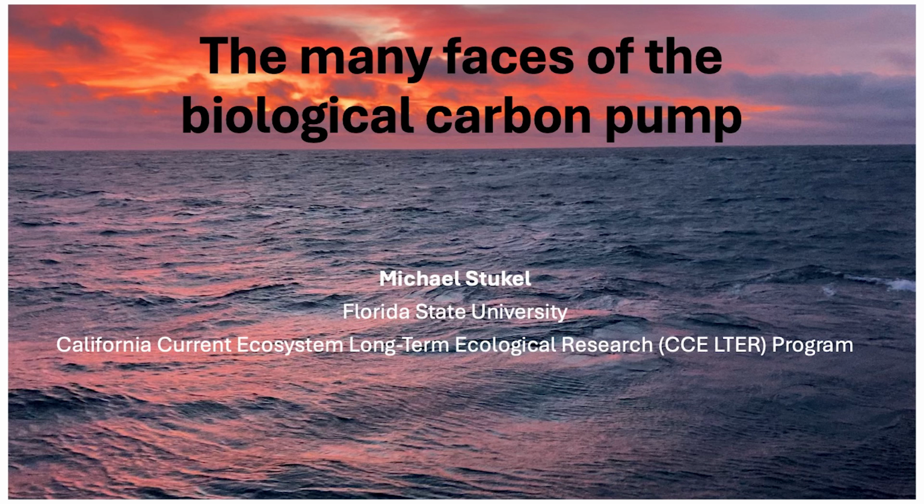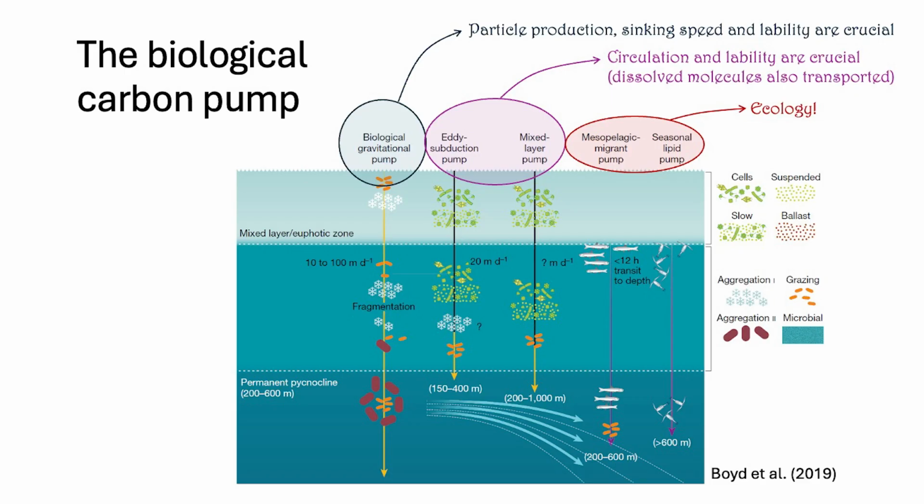Thanks. I'm going to do my best to convince you that I have no idea how the biological carbon pump is changing. We've already seen this figure once, from the Boyd et al. review, where we're looking at the different potential pathways of the biological carbon pump. I like to think of it as the biological gravitational pump, which is driven by particle production and sinking speed, and the lability of sinking particles is really important. Lability refers to how yummy the particles are, how quickly the bacteria chew on them. So are we talking about M&Ms, or Brussels sprouts?